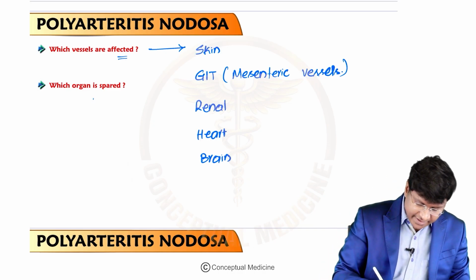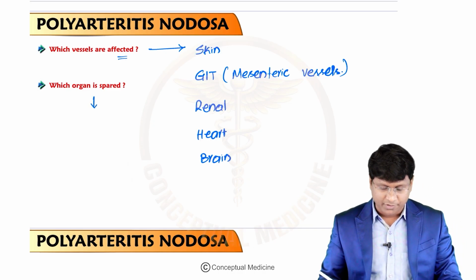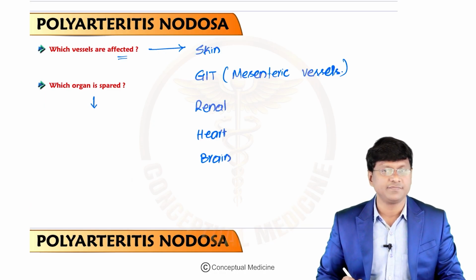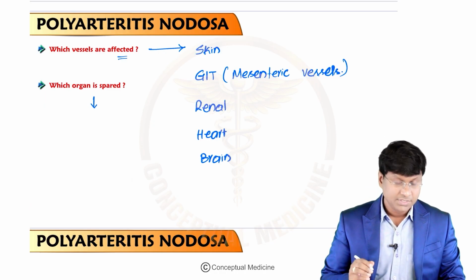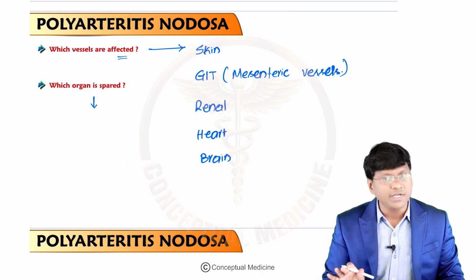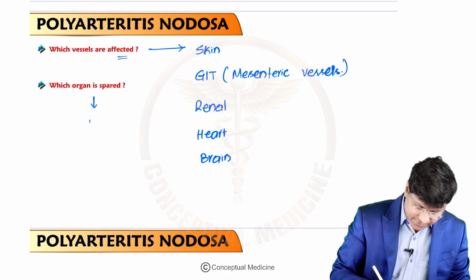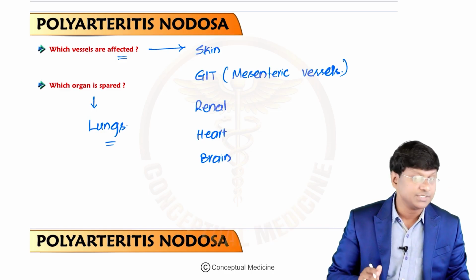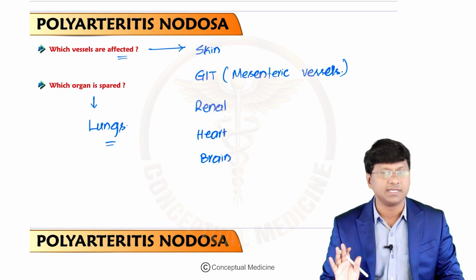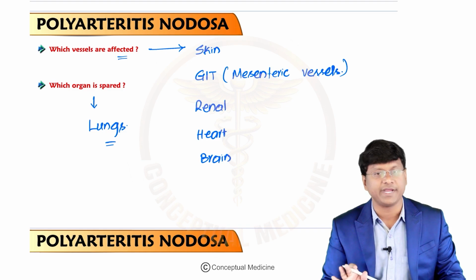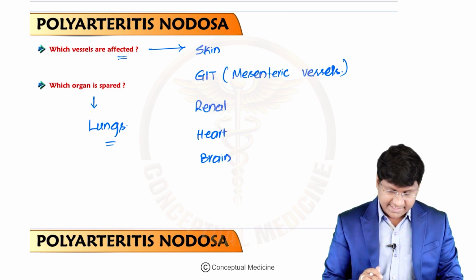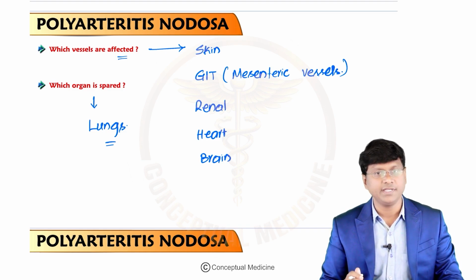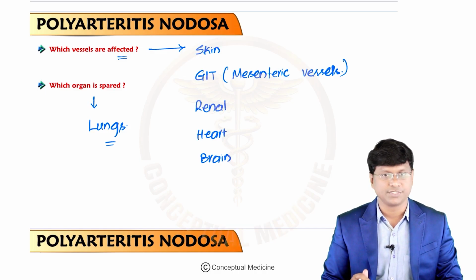Another very important question is that in patients with polyarteritis nodosa, which is a medium vessel vasculitis, the organ which is not involved is the lungs. Lungs are spared. That is a very important point in polyarteritis nodosa.